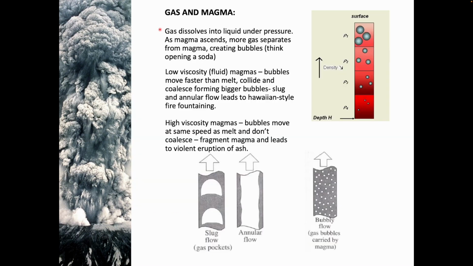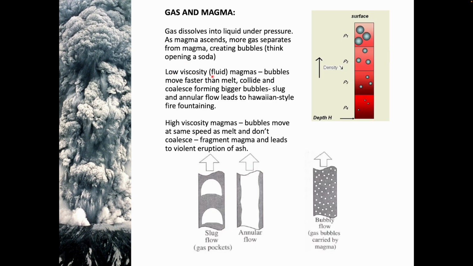In a previous lecture, I discussed the importance of gases in driving volcanic eruptions. We have a lot of gases dissolved into the liquid magma because it's under pressure, and as that magma ascends, more of that gas will separate out from the magma, creating large bubbles. It's just like opening a soda. When you open a soda, you release the pressure, and all of that gas exsolves. It goes from being dissolved in the fluid to being individual bubbles, and those coalesce and rise to the surface, and help drive a volcanic eruption.